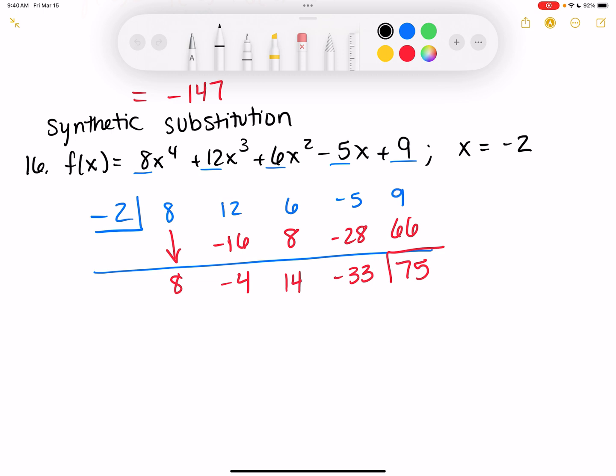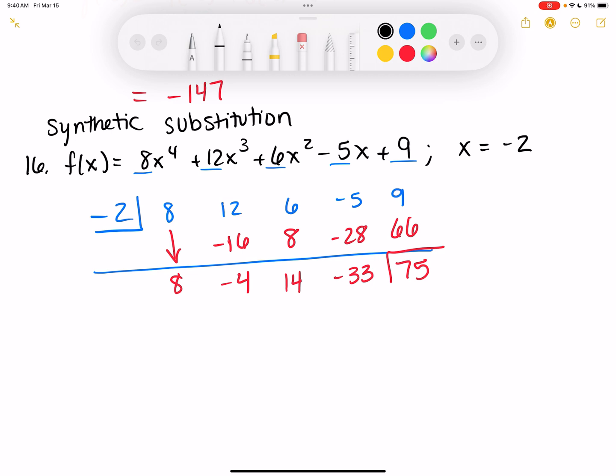But we take the number that x is equal to and we put it in the box, write all the numbers down, and then multiply and add. And then the answer that we get over here is our final answer, and you can verify it by direct substitution. So if you are looking for a method to check your work, that's the way you can do it.